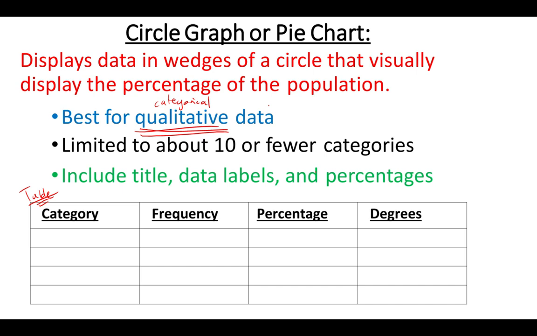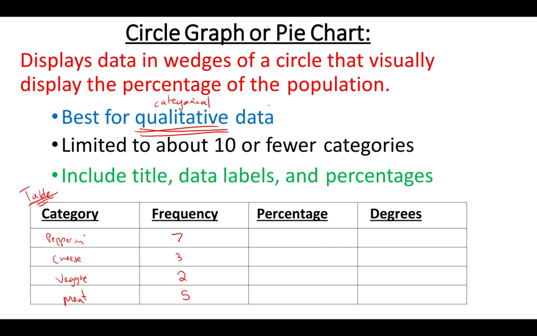You're going to put the category, whether that be cheese, pepperoni, whatever. So let's just use an example here. Let's say pepperoni, cheese, veggie, and meat. Those are your 4 options. Put that there. The frequency, so maybe 7 people wanted pepperoni, 3 people like cheese, 2 like veggie, and 5 like meat.